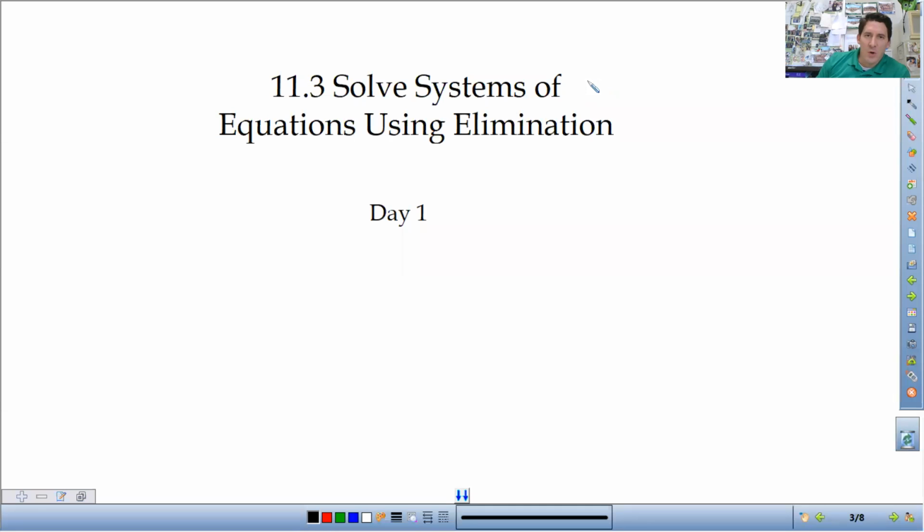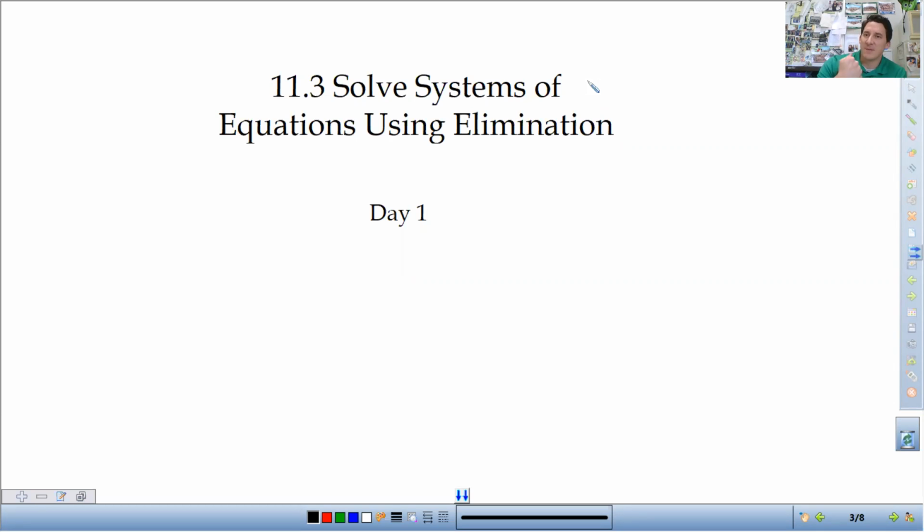All right, IM1 class. Today we're moving on with our systems of equations. We're going to learn a new method on how to solve equations. So we have two methods so far. First, graph the equations, find where those lines intersect, and that is the solution to the system.